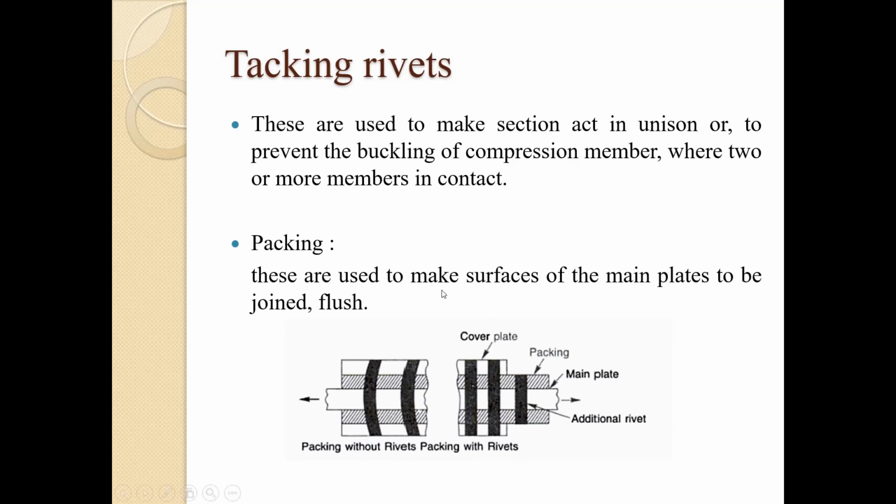And the packing. These are used to make the surfaces of the main plates joint flush. So if we are going to connect two plates of different thicknesses, we need to provide plates like this to make the cover plates equidistant, so that there will not be any gap in the member.